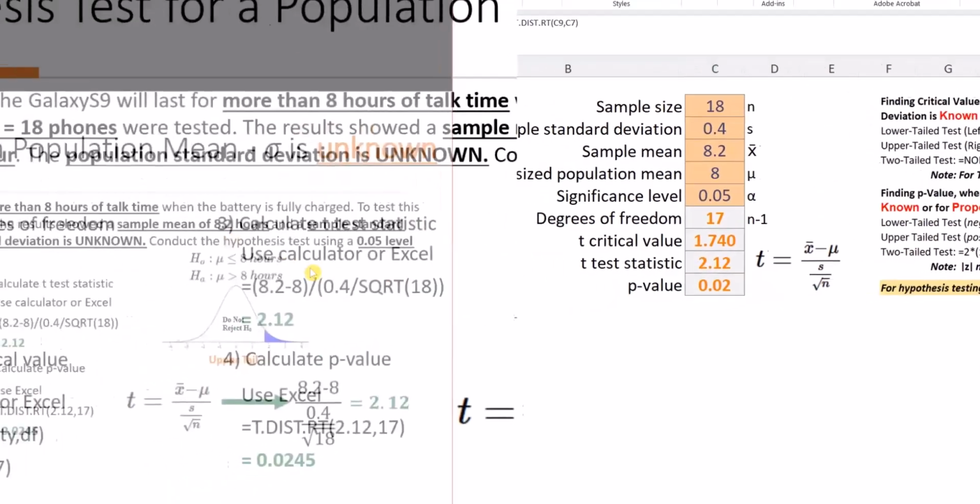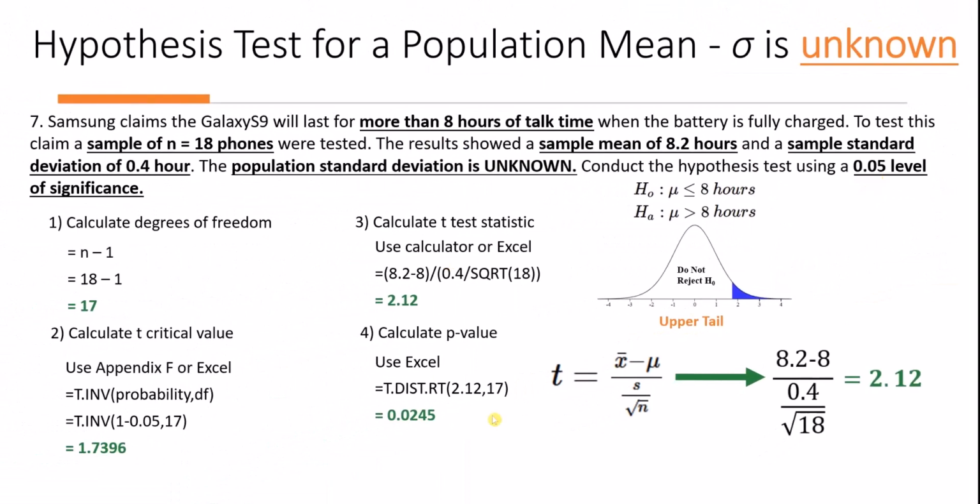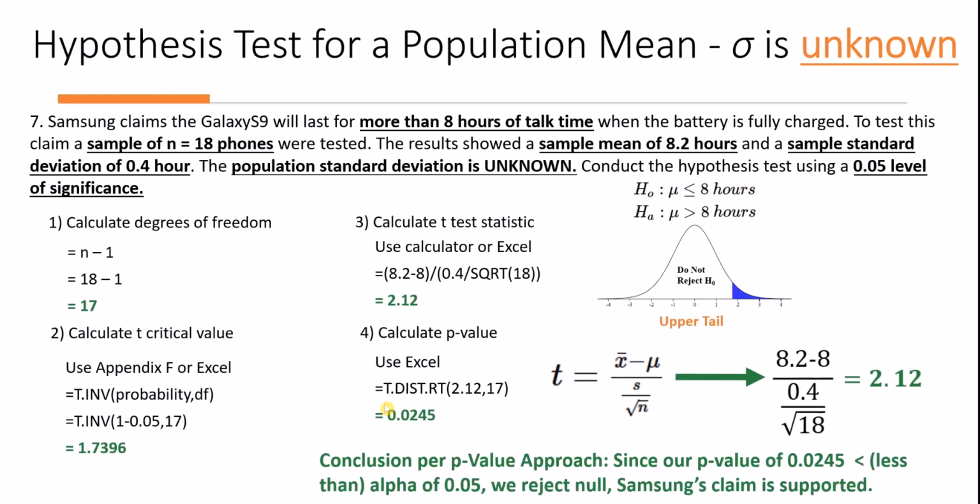Let's go back to our slides now. So our alpha is 0.05 and our p-value is 0.0245. Using our p-value approach, since the p-value is less than our alpha, we know that that is a reject decision, and Samsung's claim is that their phones do last more than 8 hours. When we come to our hypothesis decision, you also need to look at it from the business lens. In this case, they're trying to claim that their phones last long, or in this case, 8 or more hours. So the data supports that claim.